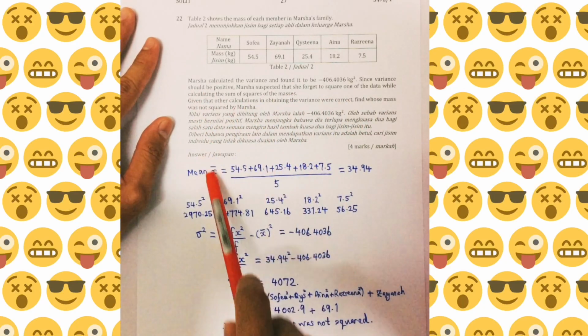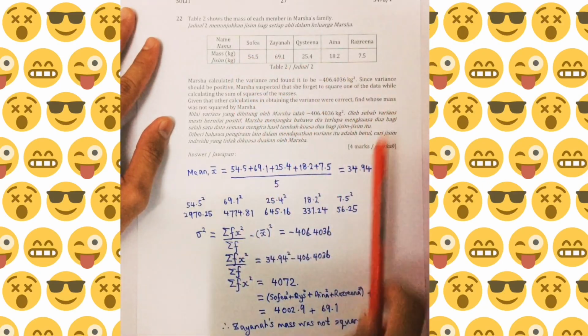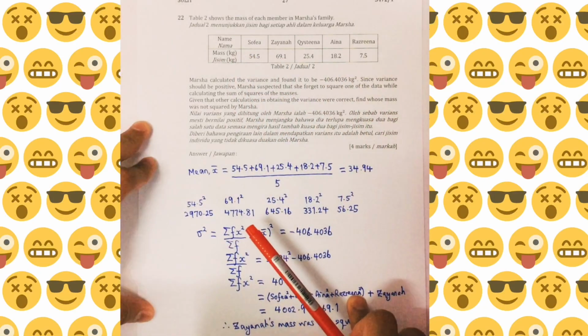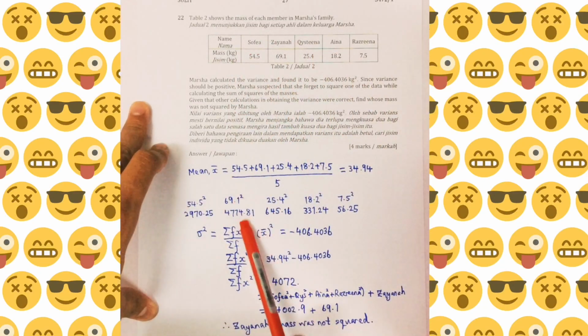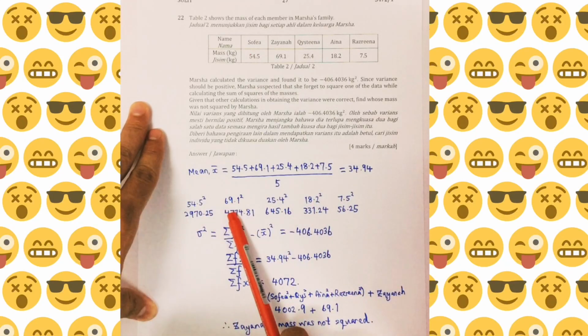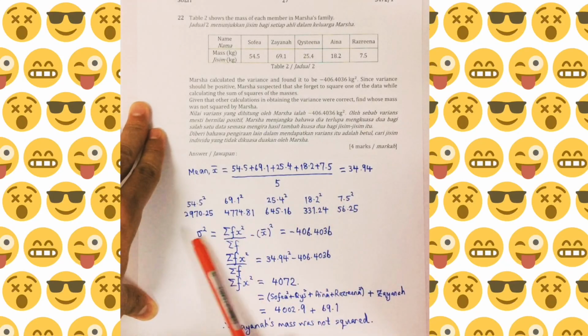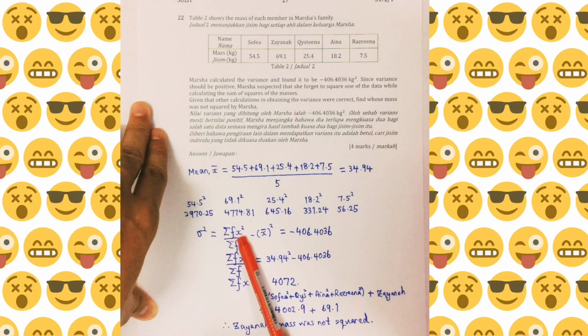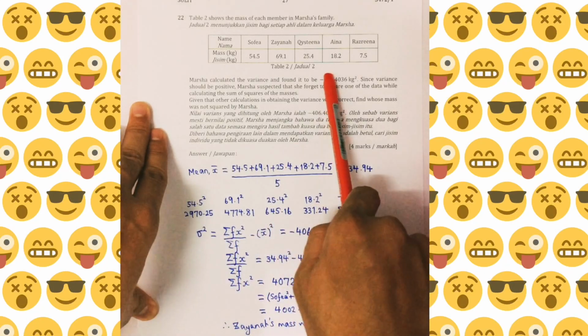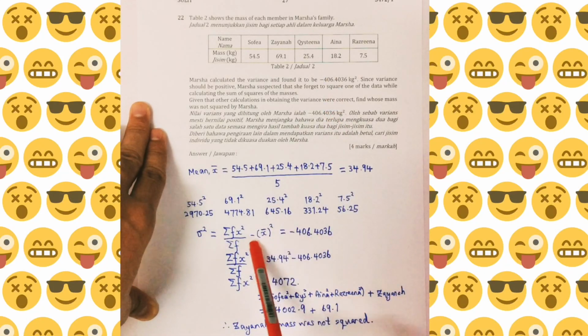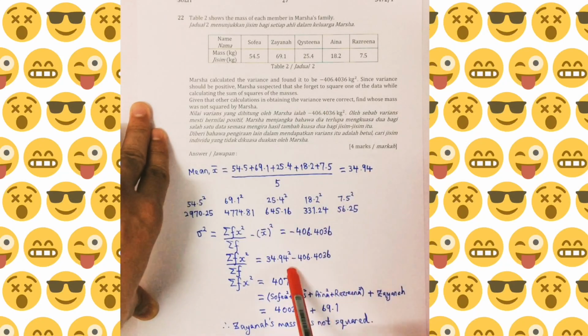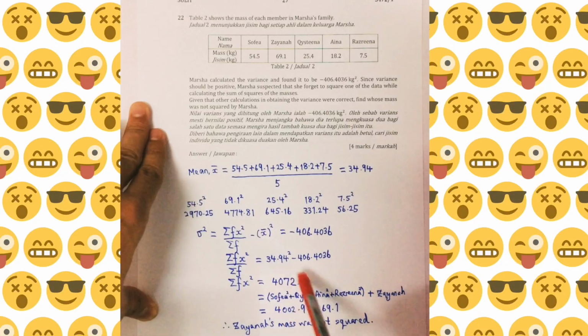So for this question, first you have to find the mean. If you find the mean, you will get 34.94. Okay, if you square all the data one by one, you will get this value. So this is Sofia's, Zayana, Kristina, Aina, and Razrina. So if you use the variance formula, it equals sigma fx square over sigma f minus mean square equals to this number. You bring over this value. So when you bring over negative, you get a positive. So you have to square 34.94, and then minus this value, you'll get around 4,000 something.